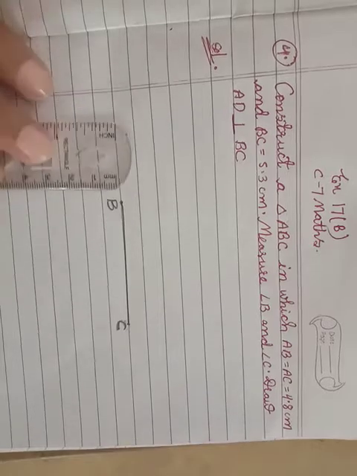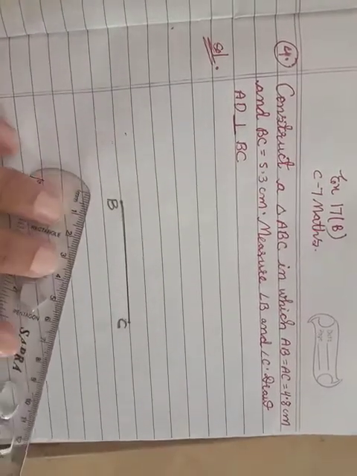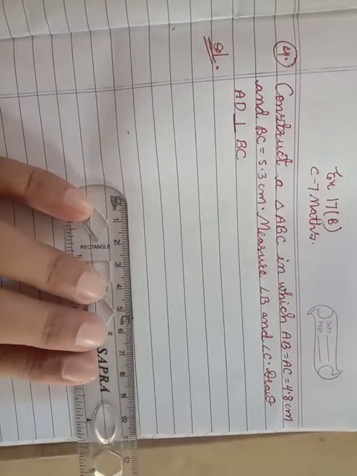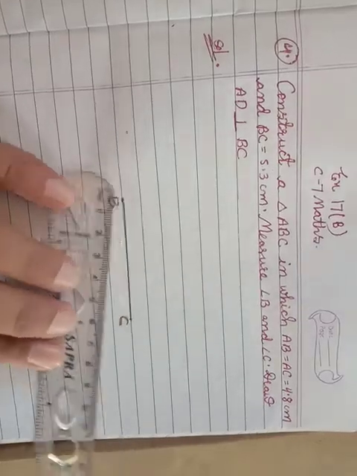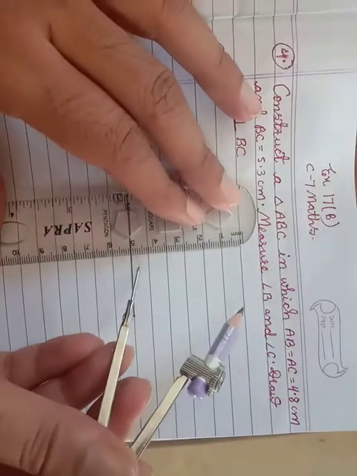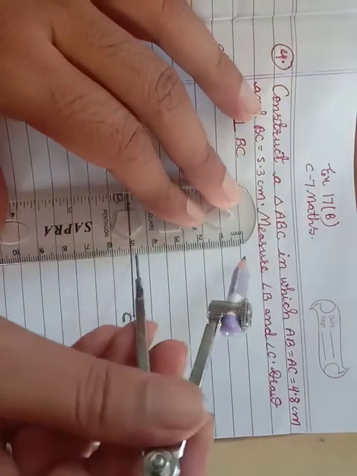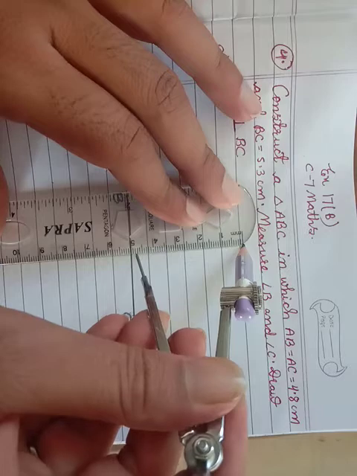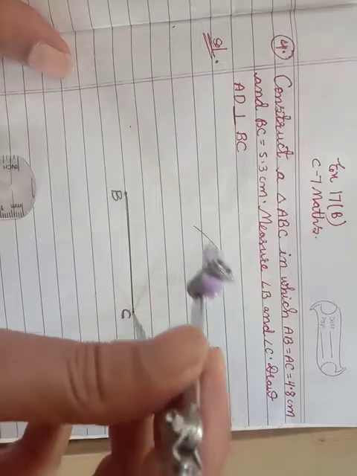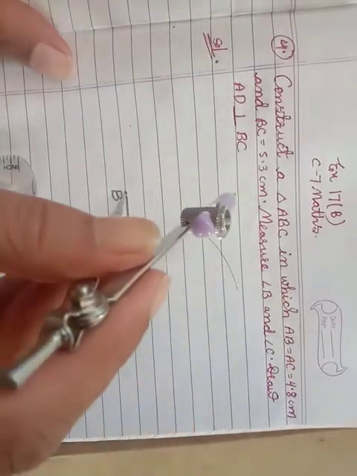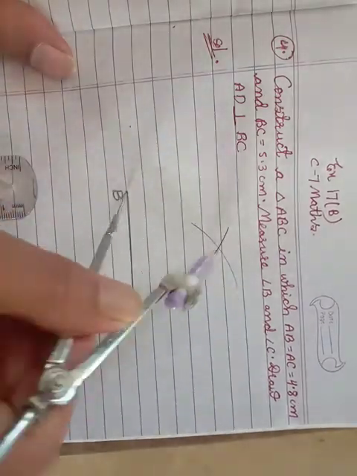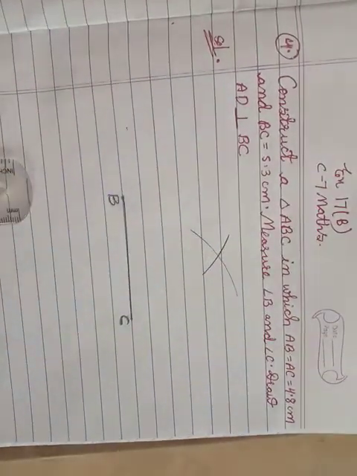So students, we have to take BC is equal to 5.3 centimeter. So let's see here, I have taken BC is equal to 5.3 centimeter. Now I have to make a triangle ABC in which AB is equal to AC is 4.8 centimeter. I have measured it already, let's see, it is 4.8 centimeter. From C I will cut an arc here, and again from B also I will cut the arc, and where both are cut there is a point A.